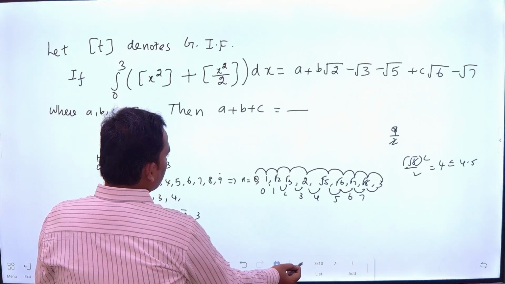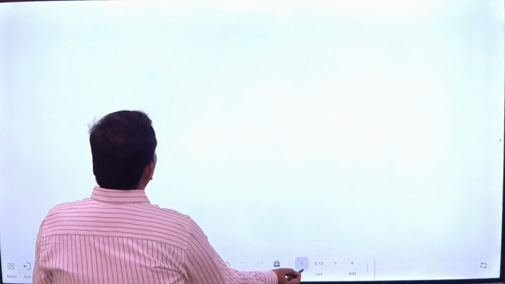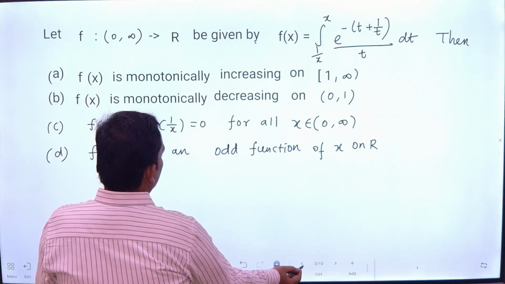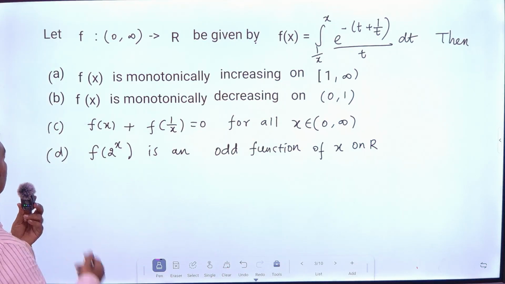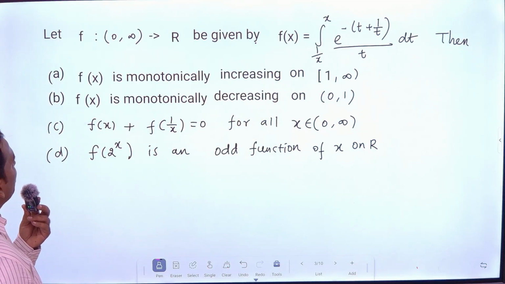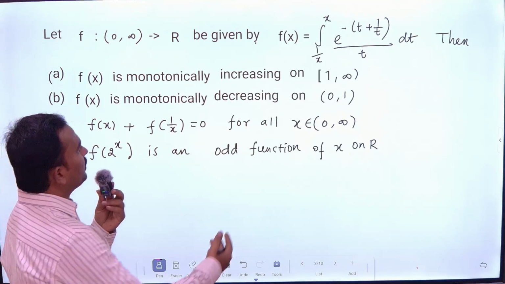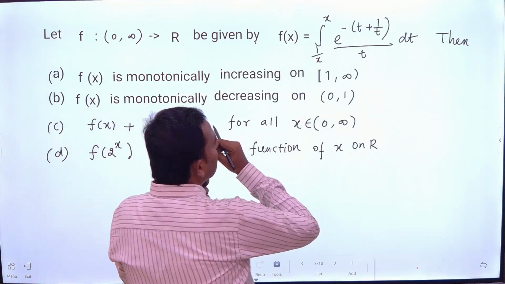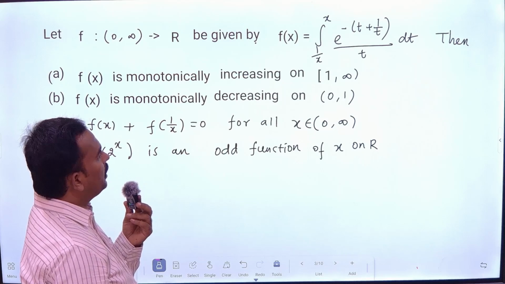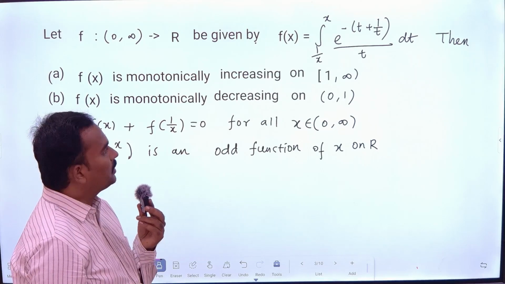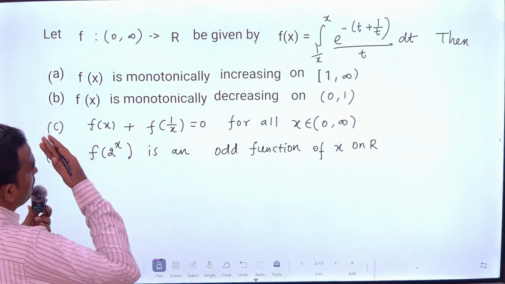So what is the next question here? Yes, this question is the next question. The function from open interval 0 to infinity to R, f of x is given to you as integral from 1 by x to x of e power minus t plus 1 by t, dt, right?